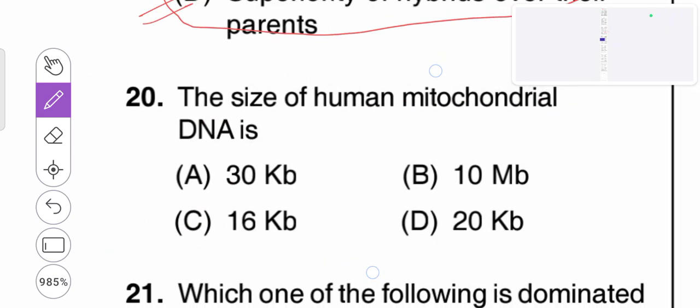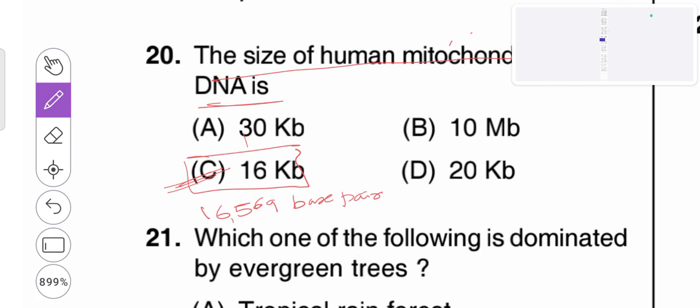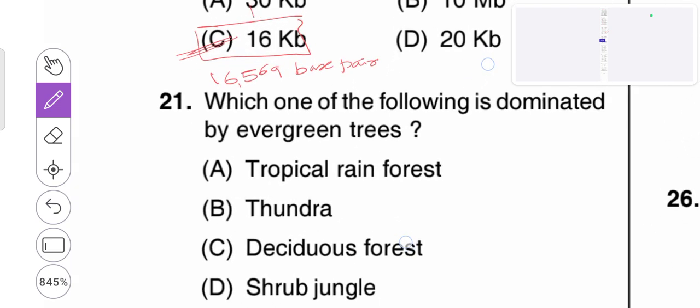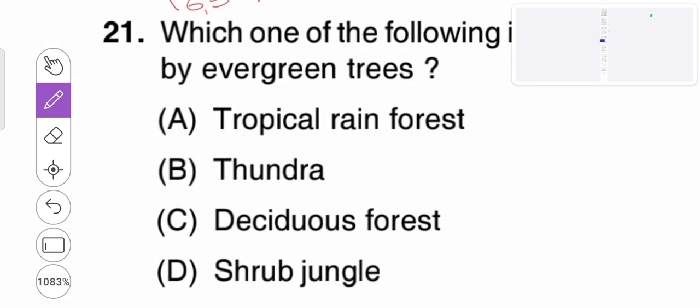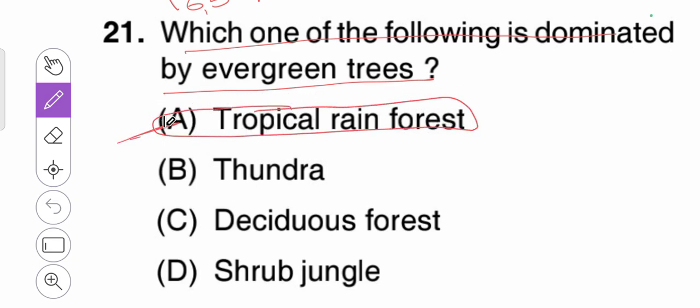And this DNA was isolated by Friedrich Miescher, and the X-ray diffraction structure was given by a scientist, Rosalind Franklin. So 21st question. Which one of the following is dominated by evergreen trees? In case of tropical rainforest, we will come across evergreen trees. A is the right answer.